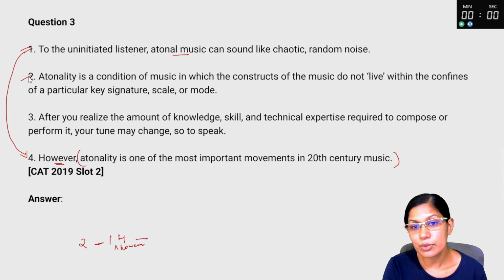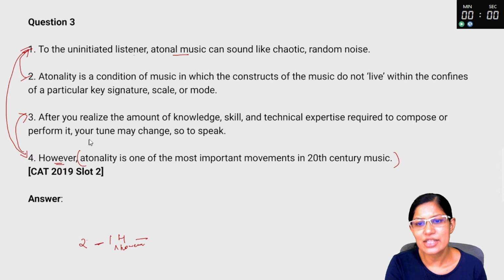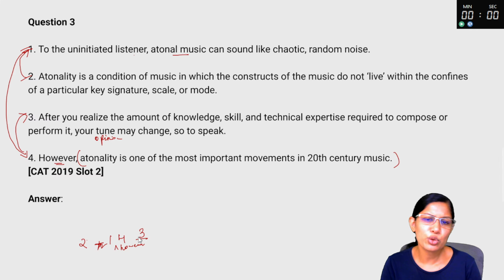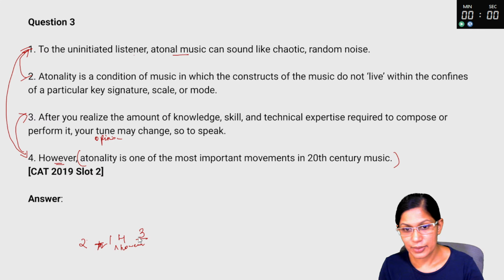Now from statement 2 we can go to statement 1, right? There's an explanation of atonality, and then we are being told that, if you're hearing it for the first time, it might seem like noise to you, but it's an important movement. And then you have the conclusion that your tune may change. What does your tune may change mean? Your opinion may change, right? So your opinion may change once you realize how much expertise is required. So then we don't need it here, we need it here, because if you have 2 3 1 4, it of course doesn't make sense.